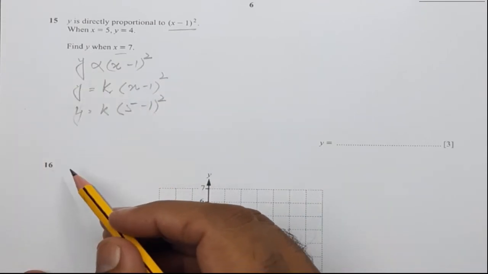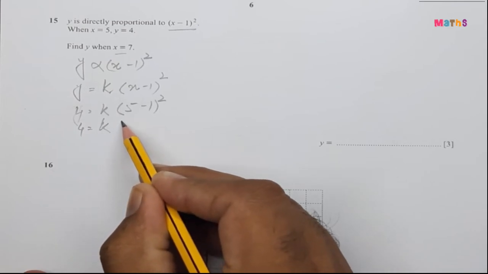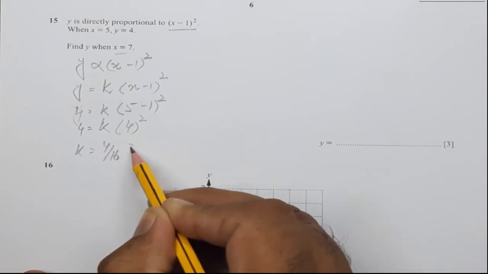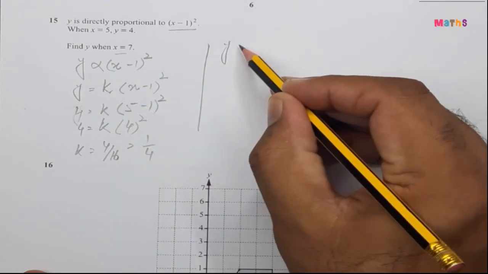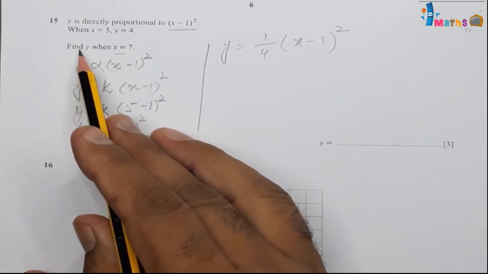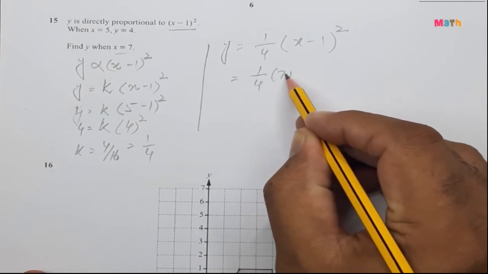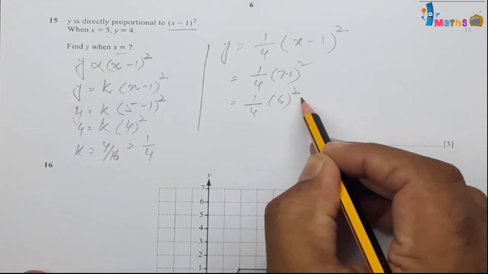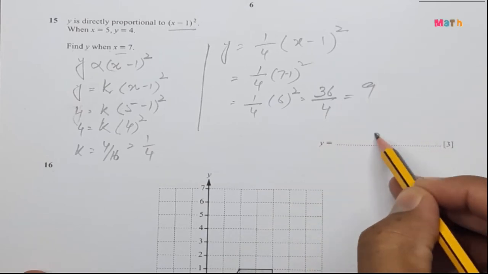So we can find the value of k. 4 is equal to k into 4 square, which is 16. So k is equal to 4 over 16, which is 1 by 4. So we can write this equation, y is equal to 1 over 4 into x minus 1 whole square. Now find y when x is equal to 7. So 1 by 4 into 7 minus 1 square. 7 minus 1 means 6, so 1 by 4 into 6 square, which is 36. So 36 over 4 is equal to 9. So the answer will be 9.